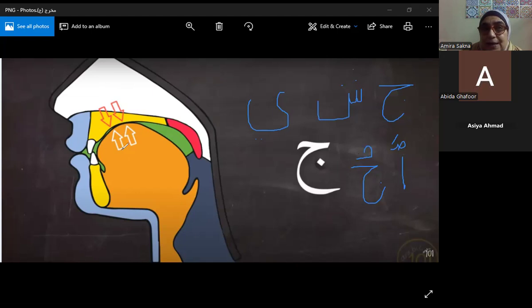Here we are going to explain the articulation point. When I am pronouncing the Jim with a Sukoon, the middle part of the tongue is raised towards the hard palate, leaving no space in between, full contact. Again, with Jim, aj, the middle part of the tongue is raised towards the hard palate, making full contact, no space in between. That's why the sound is blocked here. The sound is going to be blocked behind the closed articulation point.